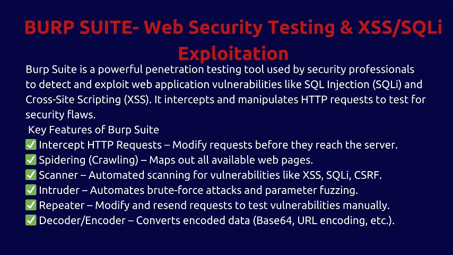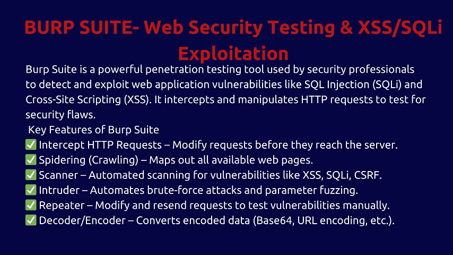What are the key features of Burp Suite? It intercepts HTTP requests. This modifies requests before they reach the server. Next, it's used for spidering, which is also called crawling. This maps out all available web pages. Then we have the scanner, which is automated scanning for vulnerabilities like XSS, SQLi, CSRF.